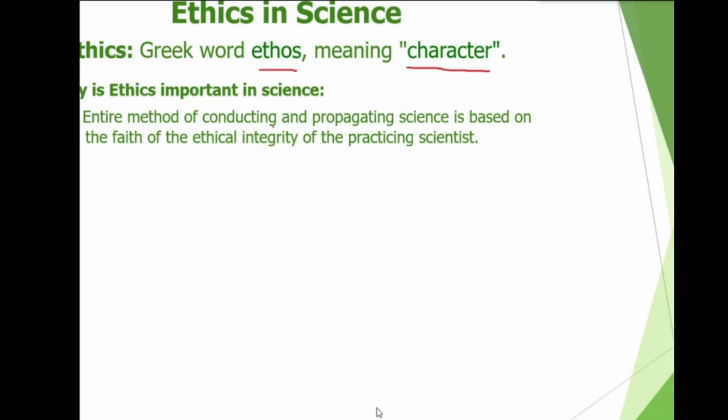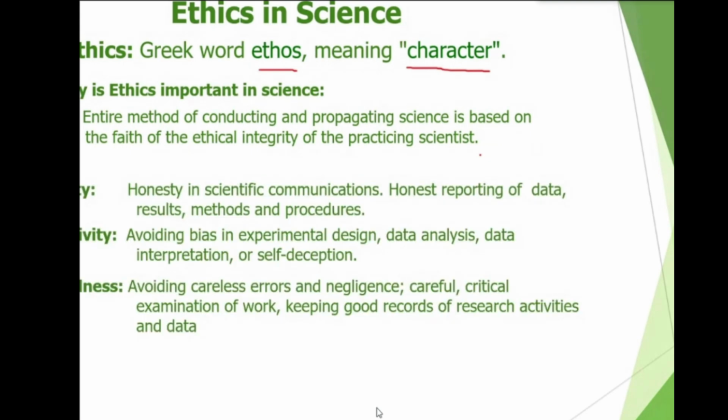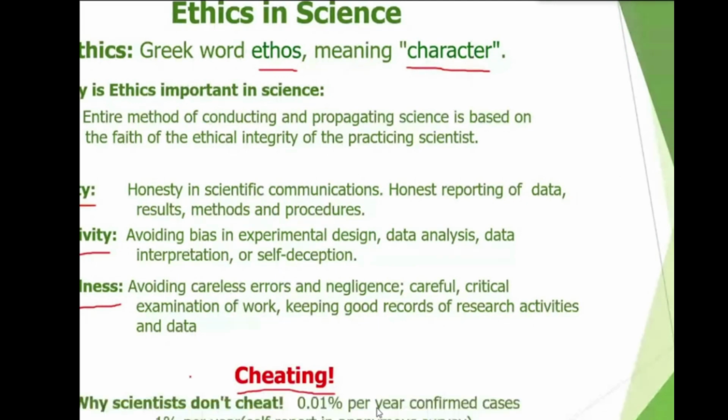The entire method of conducting and propagating science is based on faith in the ethical integrity of the practicing scientist. So one who is carrying out the scientific experiment should be honest, and the objectivity has to be very clear, and one has to be careful in doing the experiments, which means that out of ignorance one should not make errors. And cheating is something that is never allowed, and that is why the word ethics, which is related to character, is extremely important.